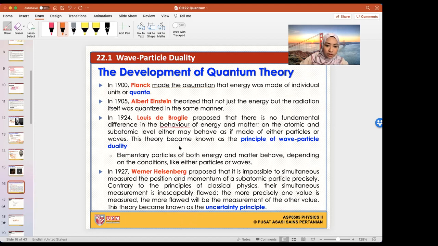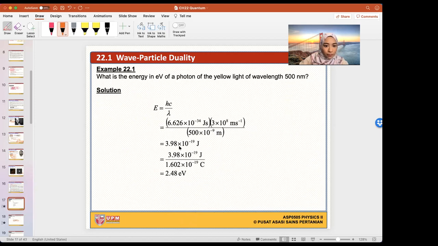Okay, so let's not read this. Okay, so let's go over this example. What is the energy in eV? Energy can be in joules or eV, of a photon of yellow light of wavelength 500. So lambda is equal to 500 nanometer. So it's asking what is the energy.